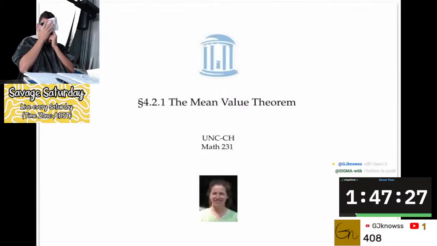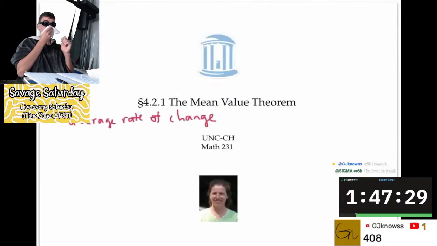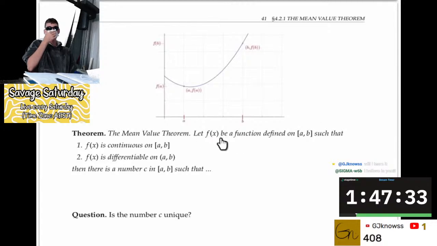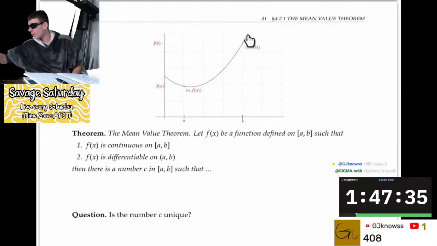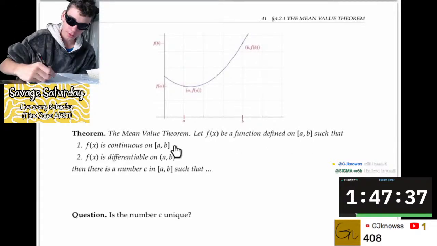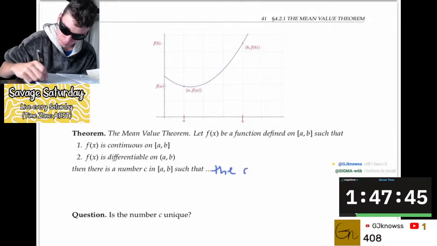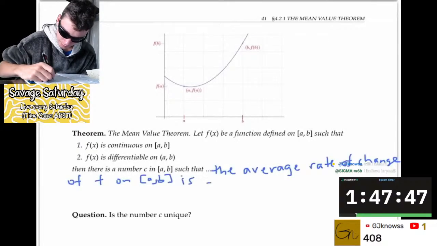The mean value theorem relates the average rate of change of a function on an interval to its instantaneous rate of change, or derivative. Let's assume that f is a function defined on a closed interval a, b, and maybe defined in some other places too. Let's assume that f is continuous on the whole closed interval, and that it's differentiable on the interior of the interval. Then the mean value theorem says that there must be some number c in the interval a, b such that the average rate of change of f on a, b is equal to the derivative of f at c.